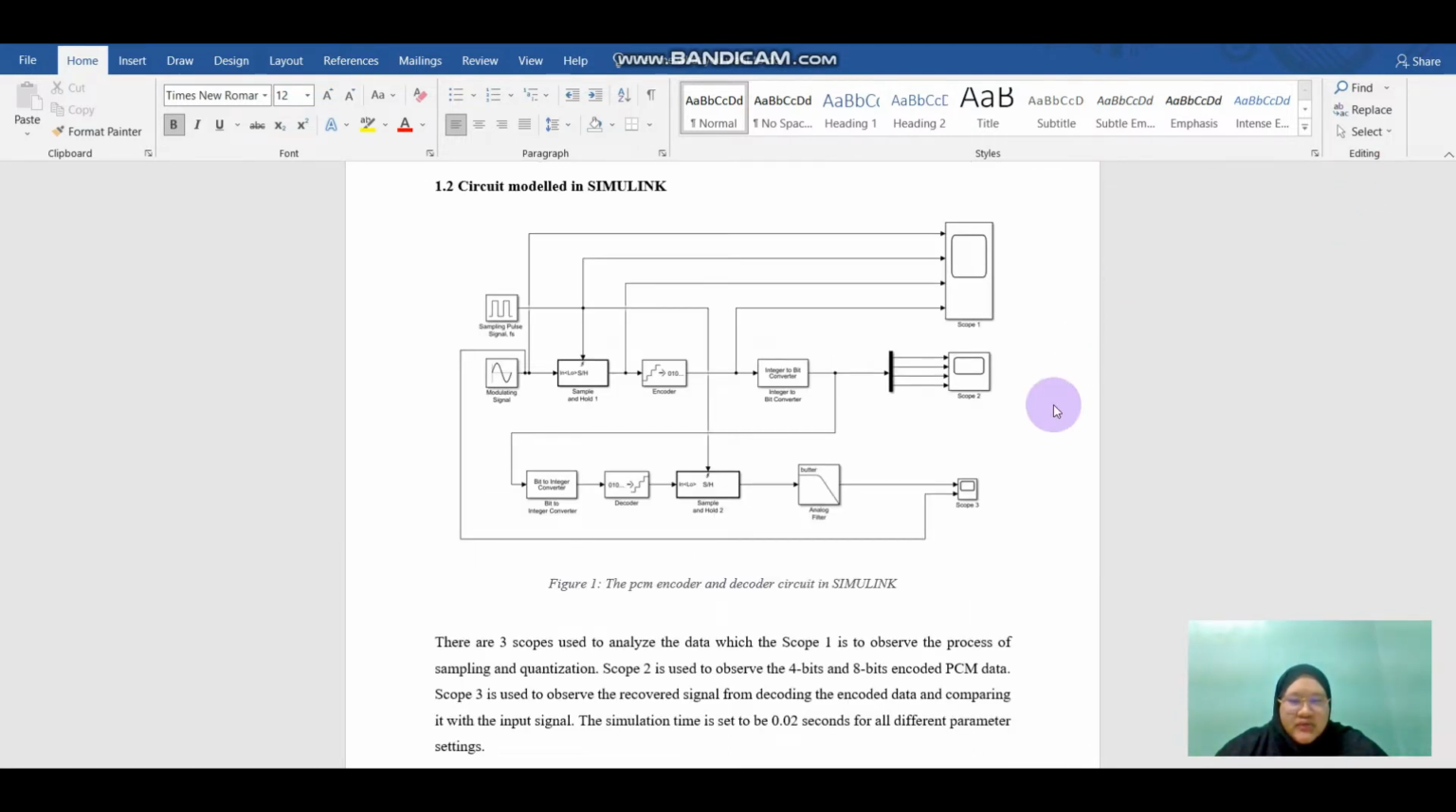This is the circuit that you have modeled in Simulink. We added more scopes because we want to analyze and see the graph after every process. The first one is just the modulating signal, the second one is the sampling pulse signal, the third one is the sampling process, and the fourth one is the quantization process. The next scope is for the 4-bit PCM data, and the last one is to see the recovered signal waveform. We also insert one input from the modulating signal so that we can compare both signals.